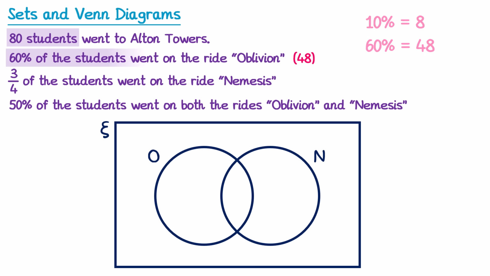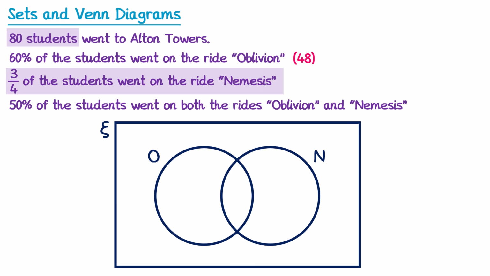Then it says 3/4 of the students went on the ride Nemesis, so let's work out 3/4 of the students. To do 3/4 of 80, you first divide 80 by 4, which will give you 20. This is finding 1/4. To find 3/4, you multiply that by 3. So 20 multiplied by 3 is 60. So when it says 3/4 of the students went on Nemesis, that just means 60 students went on Nemesis.